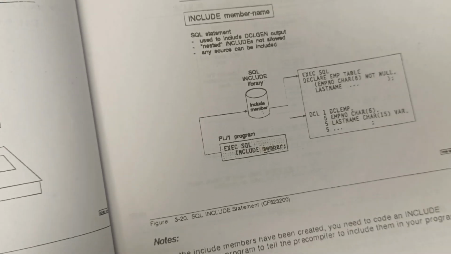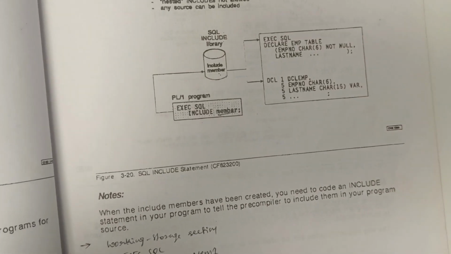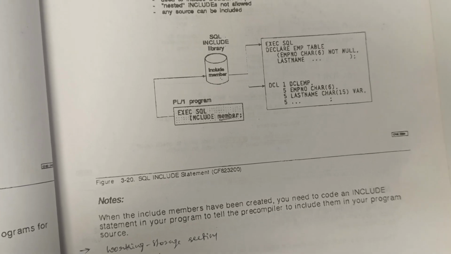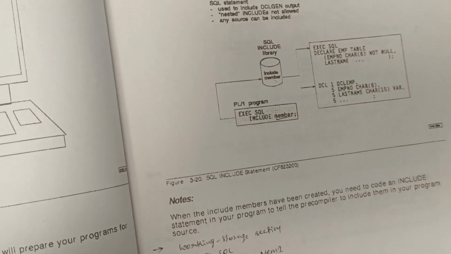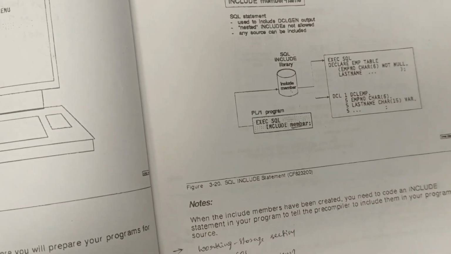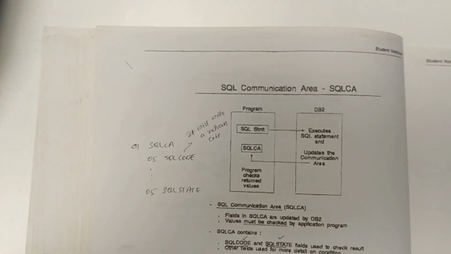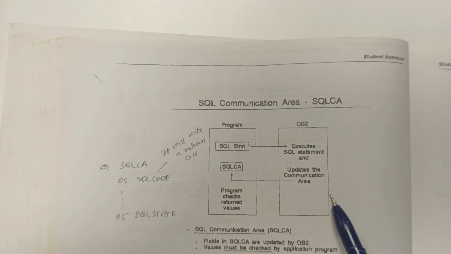The DCLgen contains the structure showing the difference between SQL statement column names and the corresponding COBOL structure it creates. That's what we use with the INCLUDE DCLgen member name. After the include member, we have to use SQL CA.